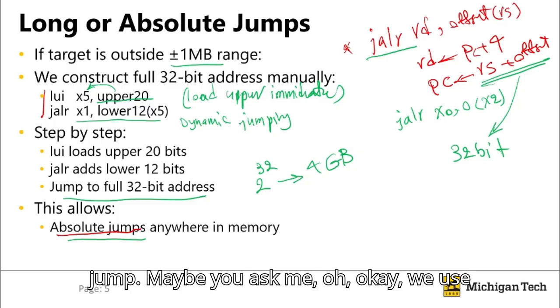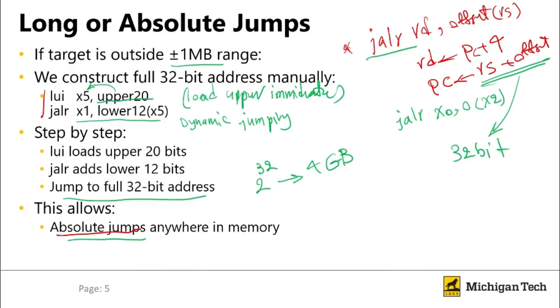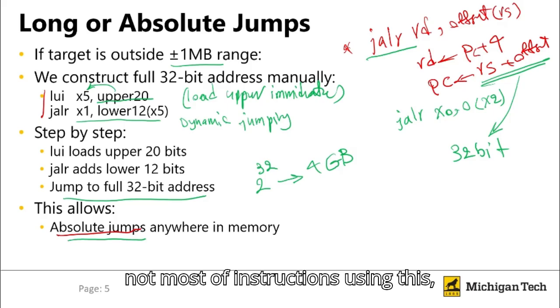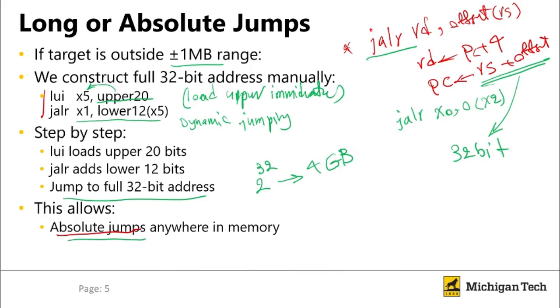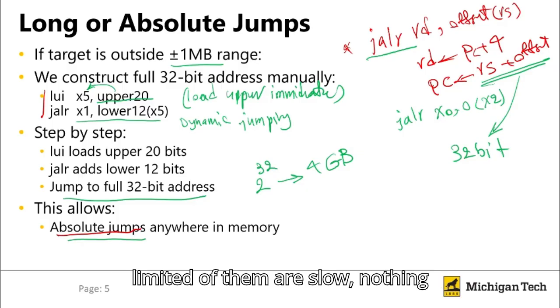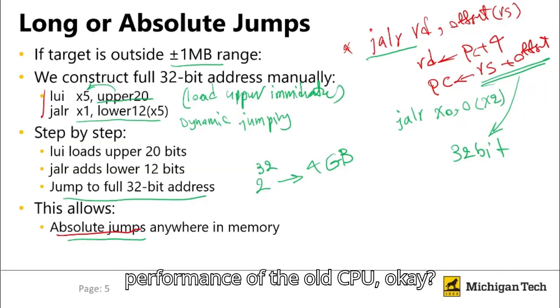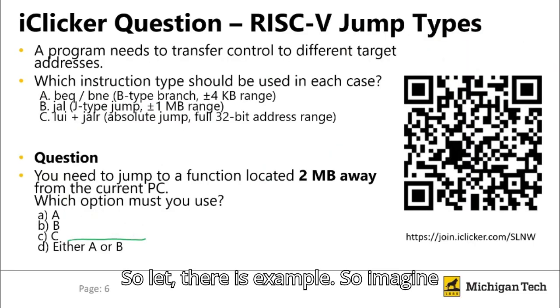Maybe you ask me, oh, okay, we use 2 instructions, so this makes it slow. No, it doesn't make it slow. The reason is that most instructions are not using this, and we'll talk about that. If most instructions are fast, but very few of them are slow, nothing changes. It doesn't change the performance of the whole CPU. Okay, so there is an example.